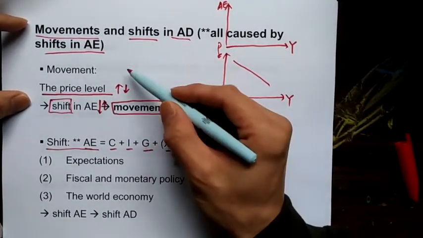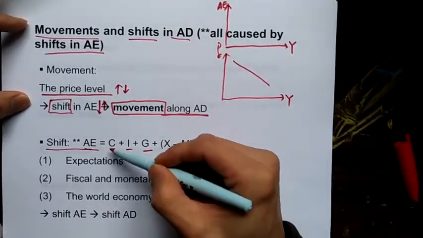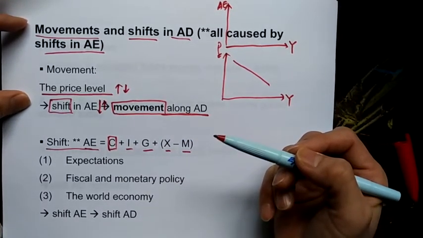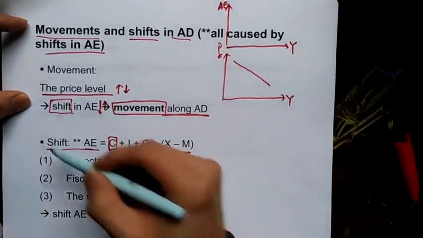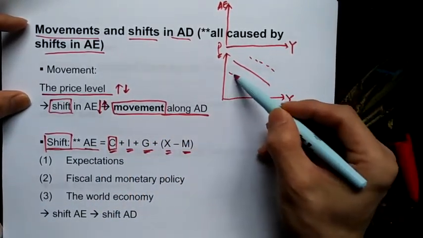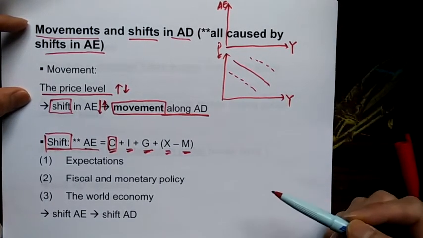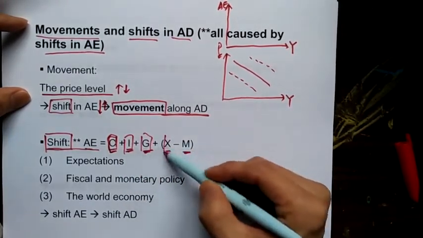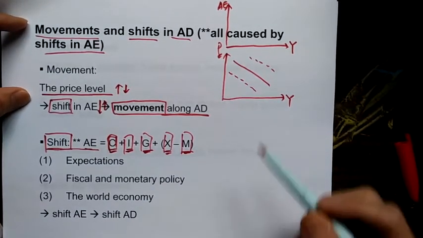If the price level doesn't change, it's anything else that changes. That is, aggregate expenditure changes. That is, C or I or G or X or M changes. That will cause a shift in the aggregate demand function. Okay? So the next question is, what causes C, I, G, X, and M to change so that the aggregate demand curve will shift?